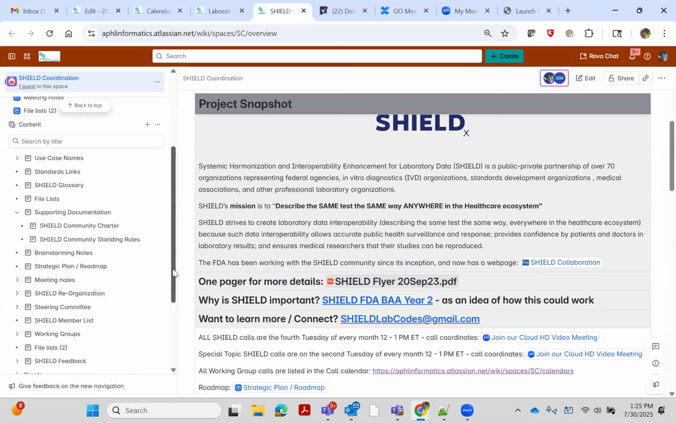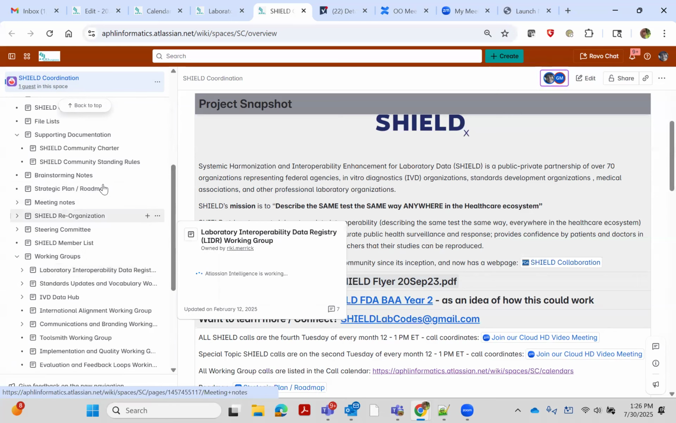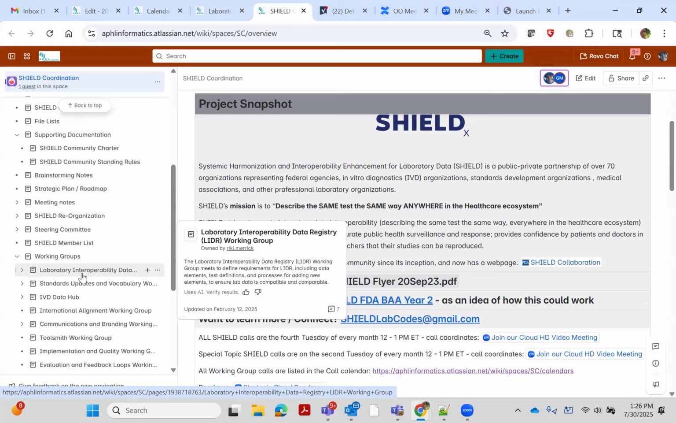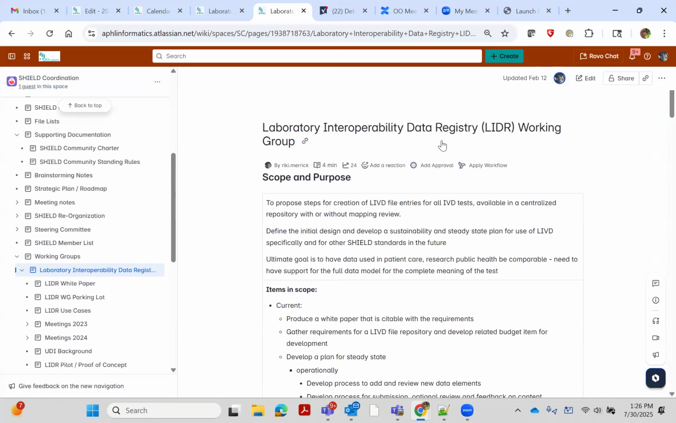And to that end, we have working groups that cover those areas of the roadmap. So the first one, and the one that's near and dear to my heart, is the laboratory interoperability data registry, or repository. So we're still arguing a little bit about what this R stands for. But basically the idea is taking what started with LIVD and make it bigger.